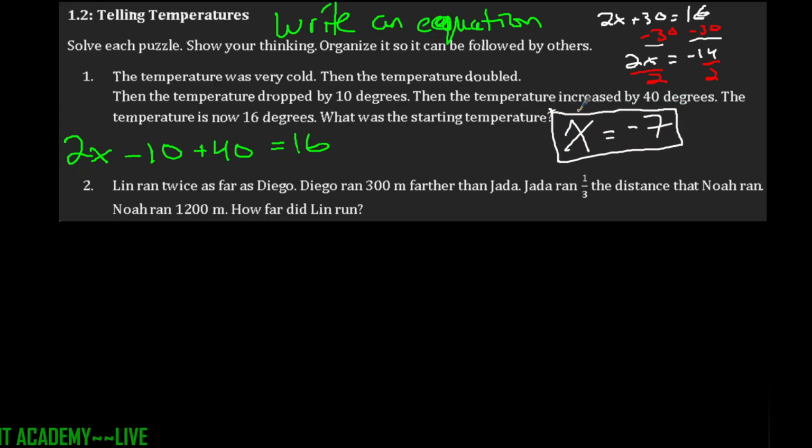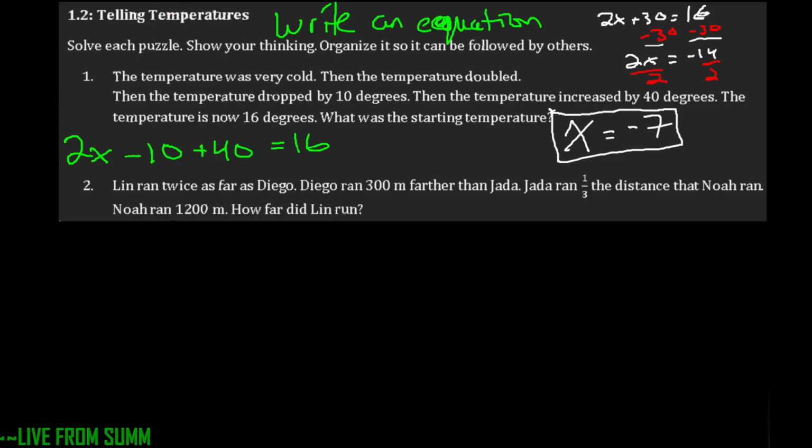So again, you want to try setting up an equation. It should follow along with the word problem or statement first, and then you can work backwards to be able to solve it. For number 2, it says Lynn ran twice as far as Diego. Diego ran 300 meters farther than Jada, and Jada ran 1/3 the distance that Noah ran. Then it says Noah ran 1,200 meters. How far did Lynn run?